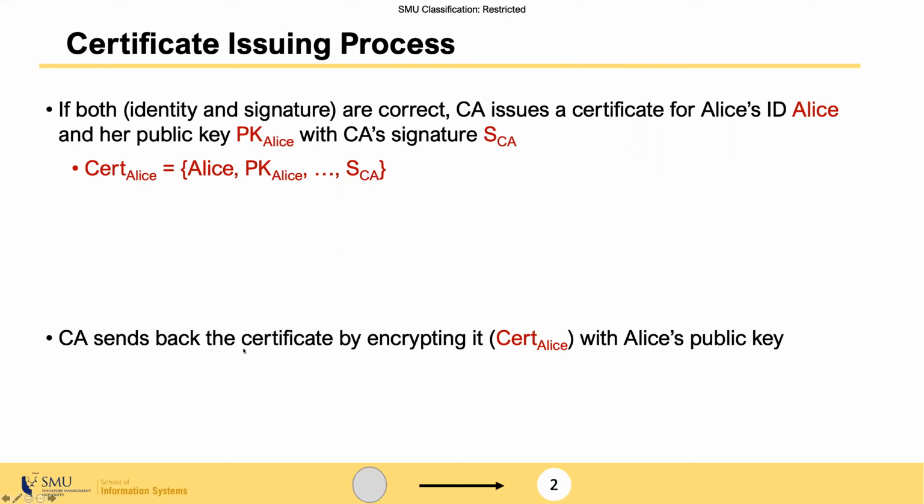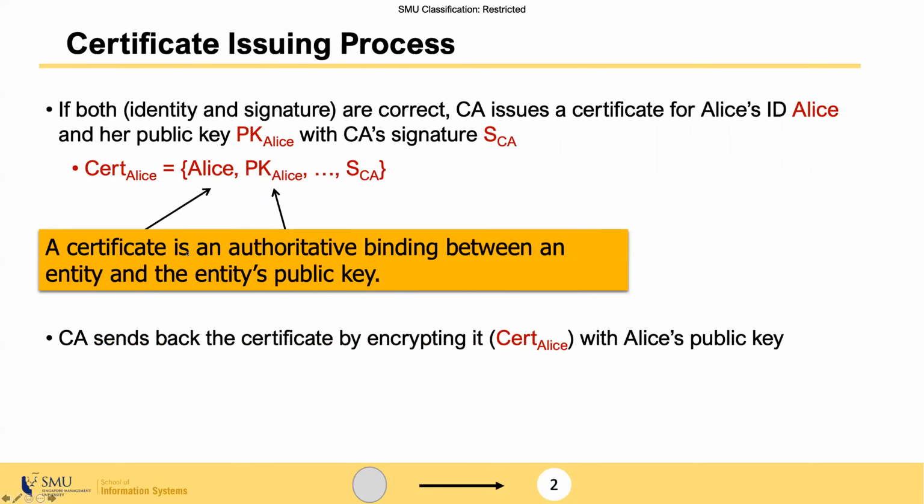After that, the CA will send back the certificate by encrypting it, so that it has confidentiality unless Alice decides to expose the certificate. She can keep this certificate confidential. So the CA will send back the certificate, which may involve encryption. And how does the CA encrypt? Quite easily, the CA can encrypt the certificate by using Alice's own public key, so that Alice can use her own private key to decrypt the certificate information.